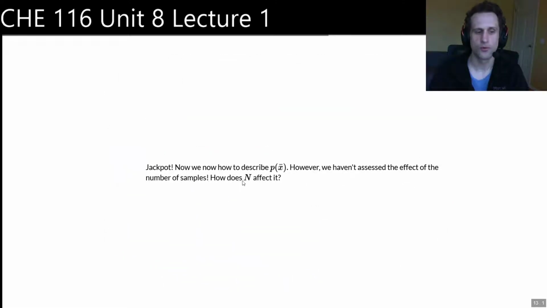Okay. But what about n? So now we know the population standard deviation determines the sample mean standard deviation, and the population mean determines the sample mean expected value.